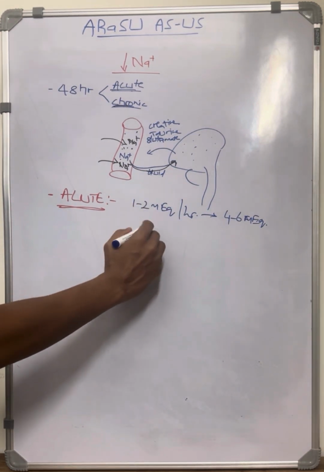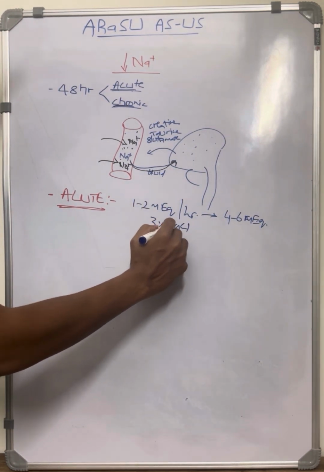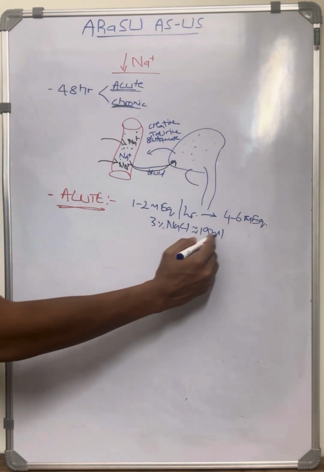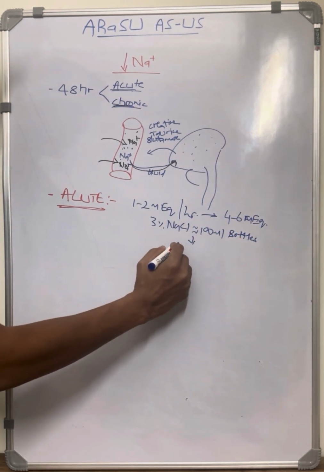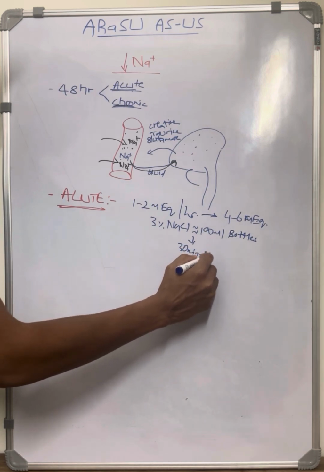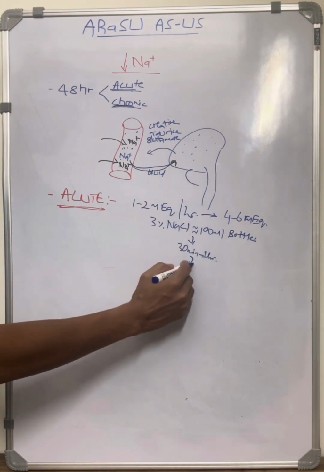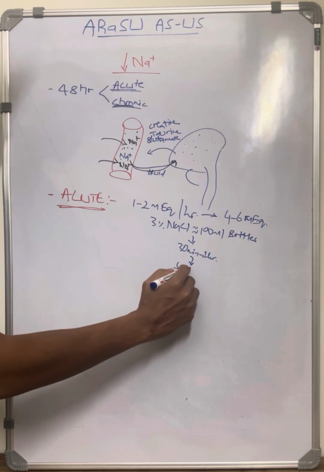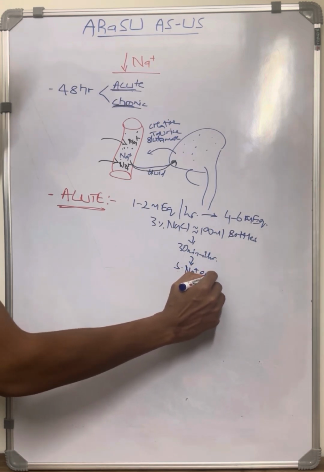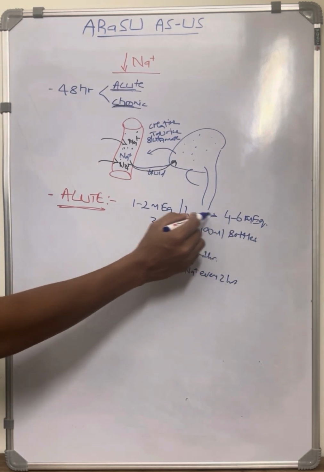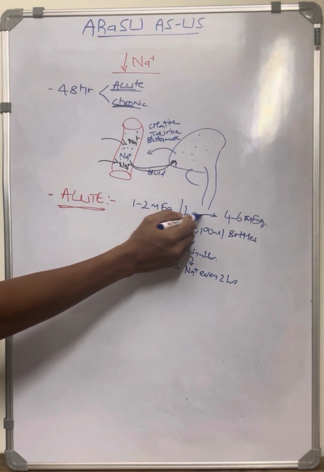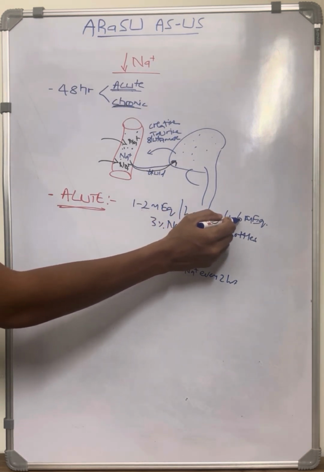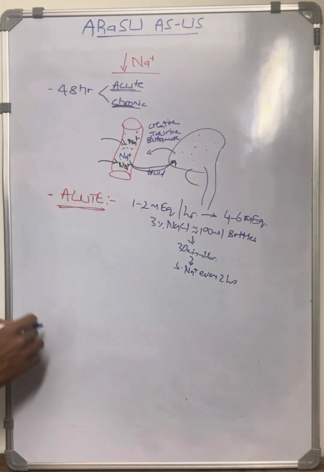When we are doing this using 3% NaCl, which we get in 100 ml bottles, we can give it over 30 minutes to 1 hour initially, and we have to repeatedly look at serum sodium levels, like every 2 hours, until we get an increase of sodium by 1 to 2 milliequivalents per hour. Up to 4 to 6 milliequivalents can be corrected rapidly. This is an acute condition.